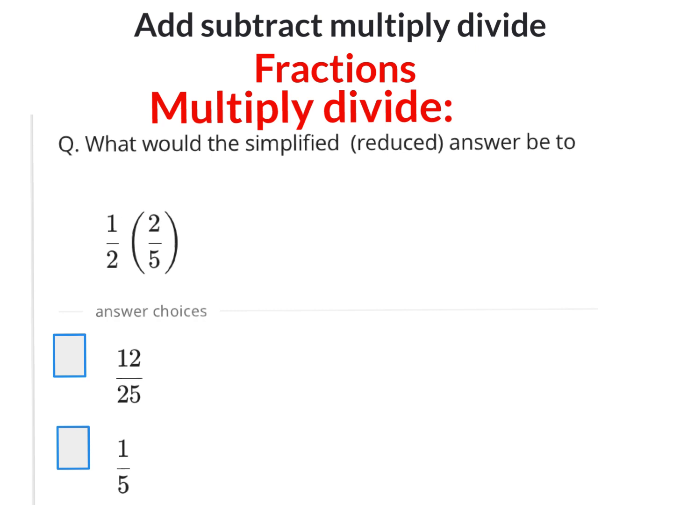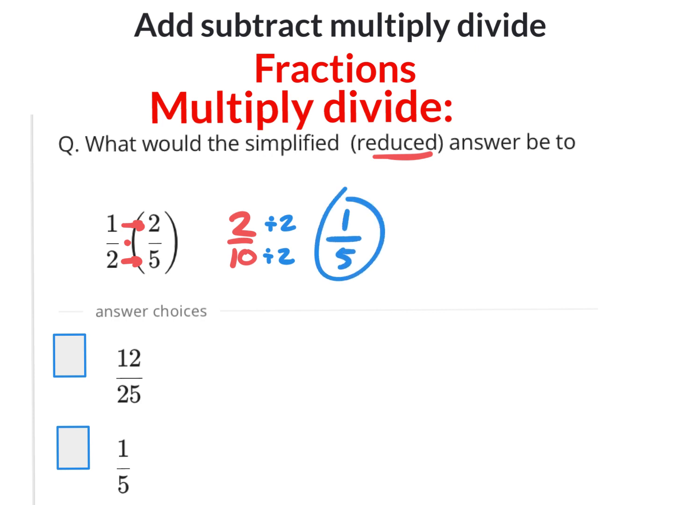Well, again, we are multiplying because there's no sign between the number and the parenthesis. And how do we multiply fractions? It's pretty simple. You could either multiply the top with the top: 1 times 2 is 2, 2 times 5 is 10, and then reduce, okay? You got to reduce, right? You got to simplify it. So you reduce the 2/10 by 2. 2 divided by 2 is 1, 10 divided by 2 is 5. There's your answer, 1/5, okay?